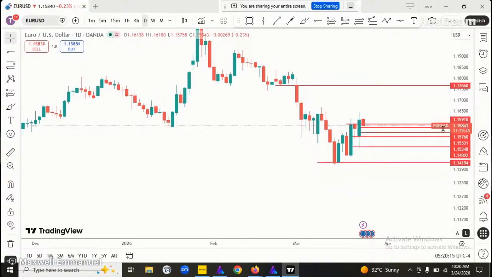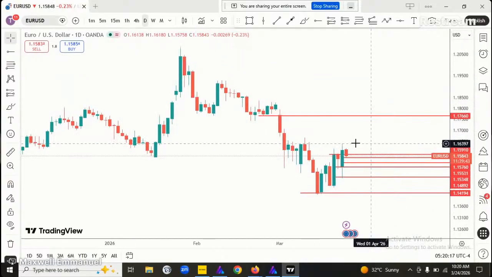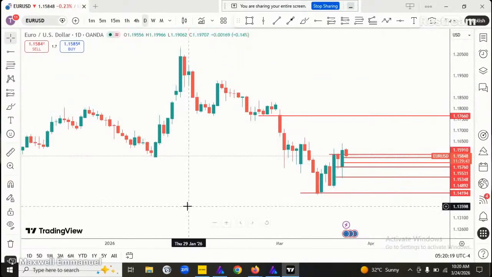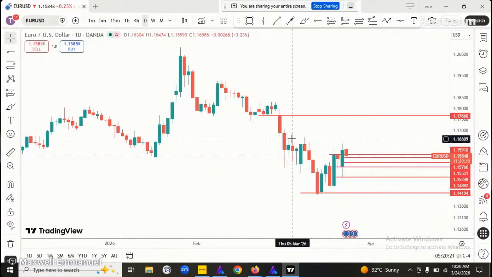So EUR/USD, today I am bullish on EUR/USD. GBP/USD. Which other instrument do you want me to analyze? Let me know in the comment section.